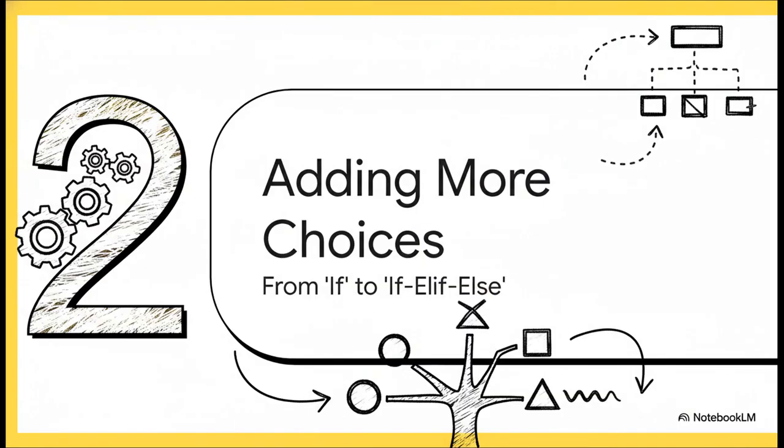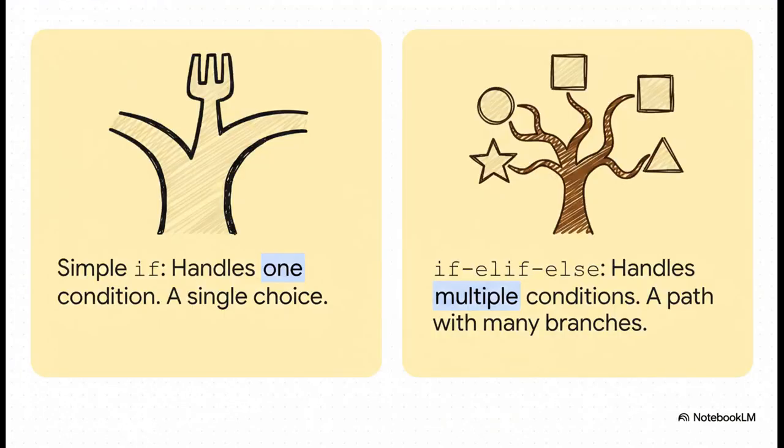But you know, life's not always that simple, is it? What if you have more than just two options? A simple fork in the road just isn't going to cut it. Programs often need to handle a bunch of different possibilities, and for that, we need a more powerful tool. And the difference here is really important. A simple if handles just one condition, but an if, elif, else chain, that can handle multiple conditions, one after the other. It's like a path with a whole bunch of branches.